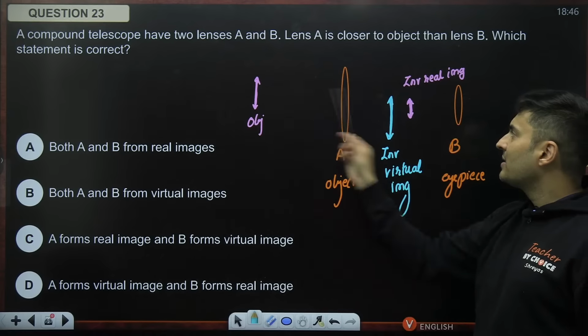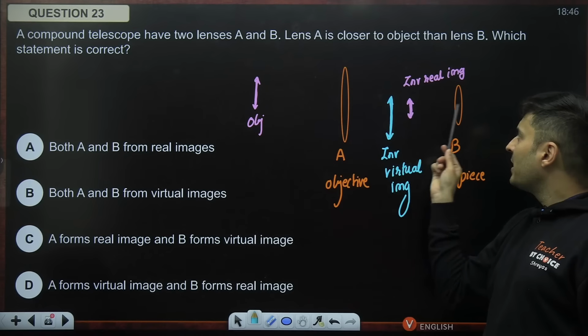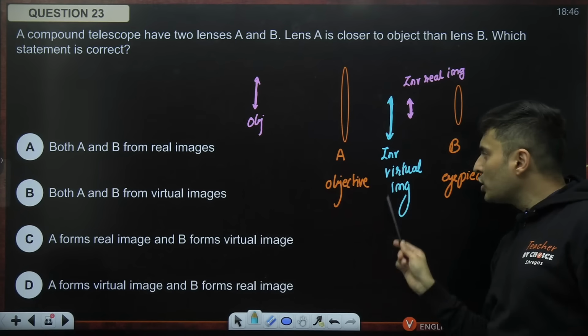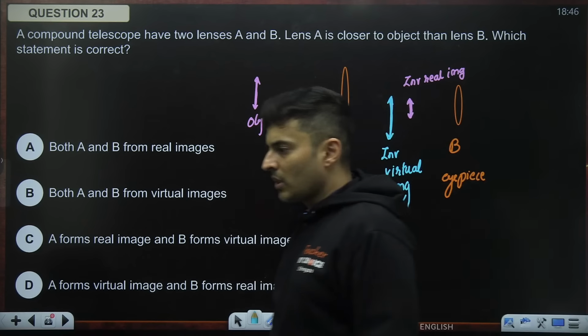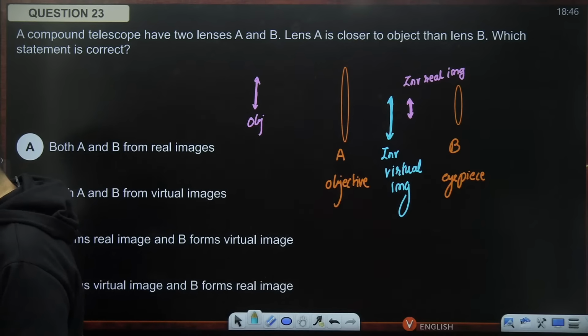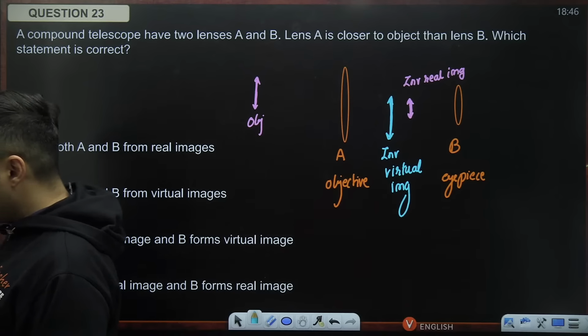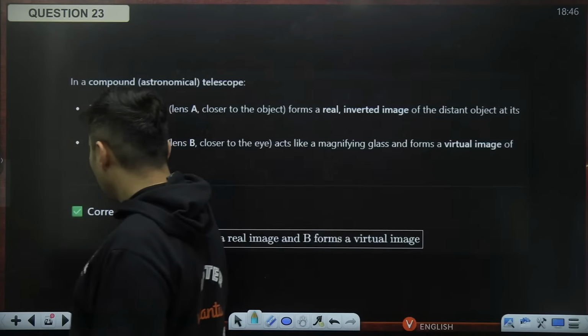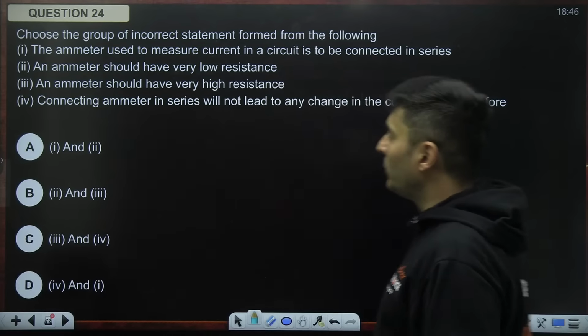So this lens makes an inverted real image. This becomes the object for this and makes a virtual inverted image as shown. Yeah, that is the answer. You can watch this for the 28th January attempt also, because these questions are not like out of the blue.